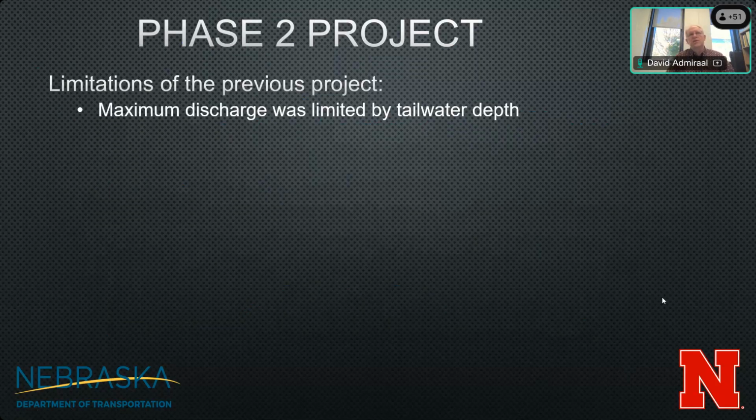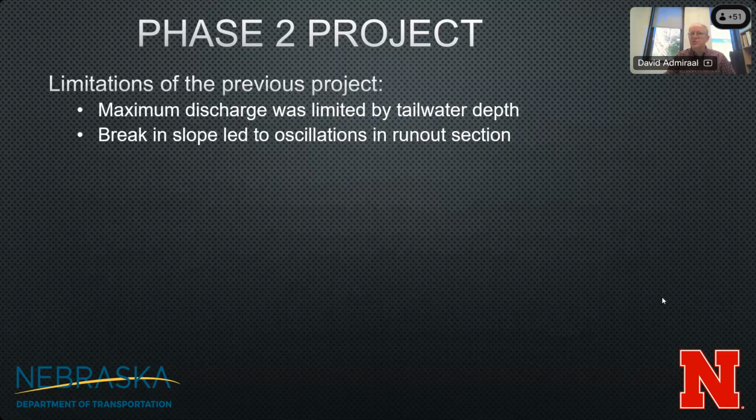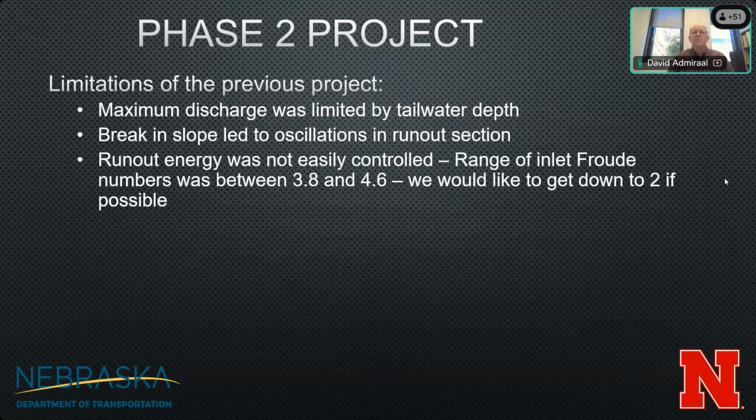And what's happening is we're not really measuring the energy dissipation of the device. We're measuring the energy dissipation of the device plus a hydraulic jump caused by the tailwater. So we're doing a couple of things to improve this, to increase the maximum discharge, reduce the tailwaters at the outlet. I'll talk about this in a second. A second thing is the break-in slope that we had, a really high slope of, I think it was 15 degrees was the slope of the drop, and that was to simulate the worst case scenario. But there were problems with that. One of the things was it caused oscillations in the runout section. Another thing it led to was really high Froude numbers, and that made it so that the runout energy was really not easily controlled. Even for the lowest flow rates that we had, our Froude numbers were really high. So we'd like to get down to 2 if we can.